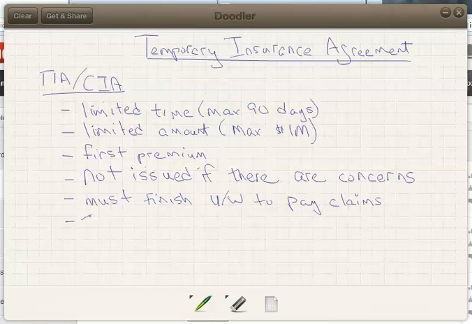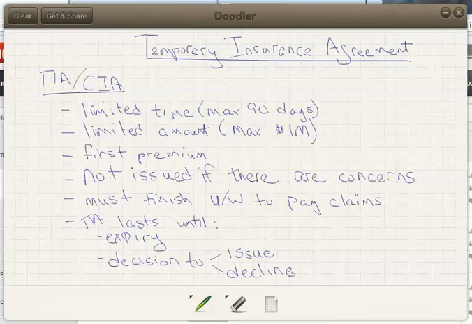which leads us to our next point, is how long does the TIA last for? Well, we already said it might last for some sort of predetermined amount of time, such as 90 days. So there might be a built-in expiry here. That's very normal. The other thing that we'll see is that the TIA will run out when there is a decision made. So when we have a decision to either issue a policy or a decision to decline, when either one of those things happen, that ends the TIA as well.